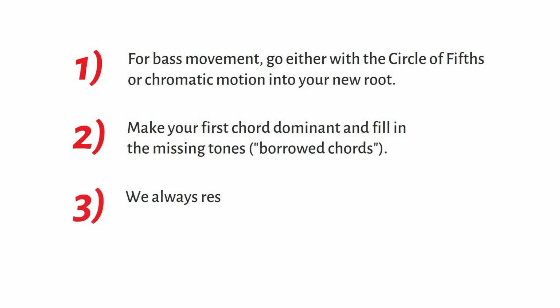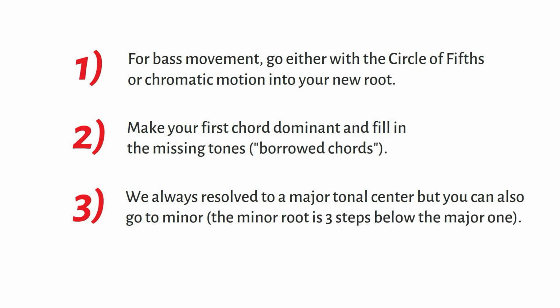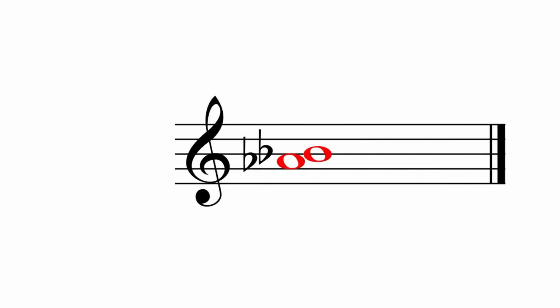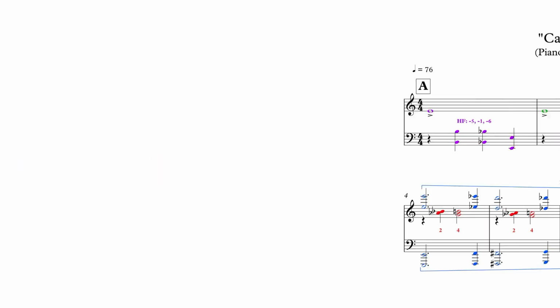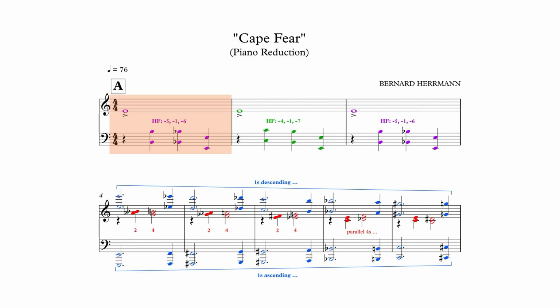And third, in all of the 12 examples, the 2 interval resolves to a 4 interval, outlining a major tonal center. If you want to create a minor tonal center, simply move 3 chromatic steps down from the major root, like going from C major to A minor. The 2 interval is fantastic, and many composers have used this technique in their writing. To mention just one, Bernard Herrmann in his great score to Cape Fear.